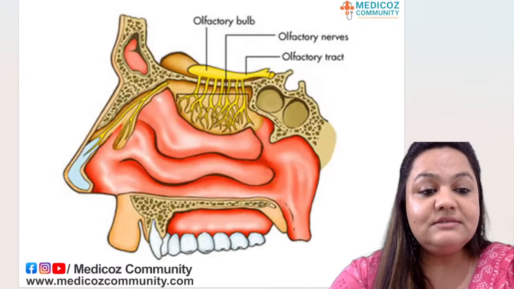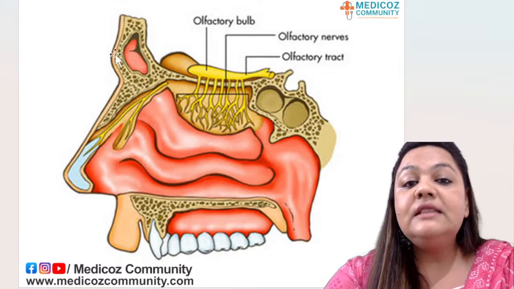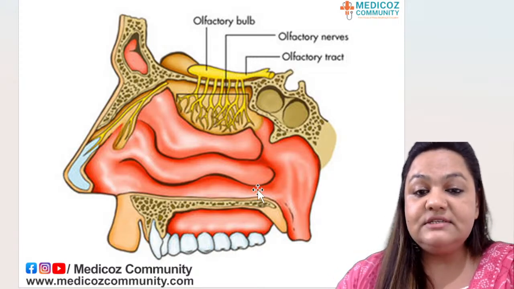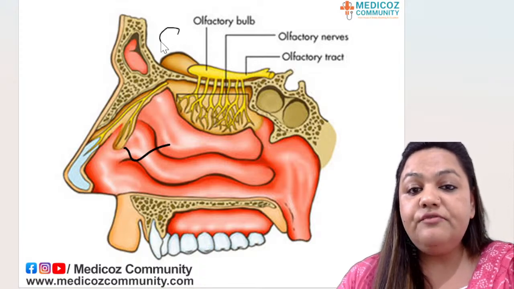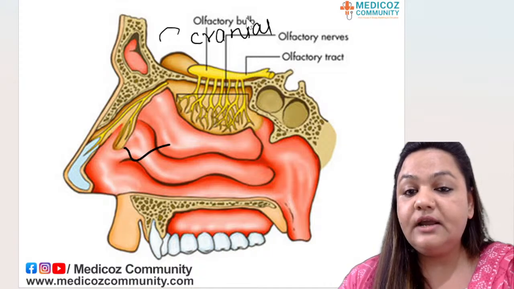Here you can see this diagram, which shows the sagittal section of the head and neck. Here we have this cavity, which is the nasal cavity. Here we have the cavity which is the cranial cavity. Clear?